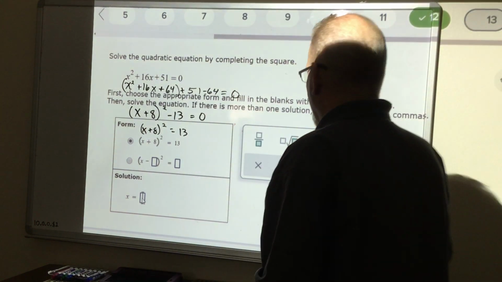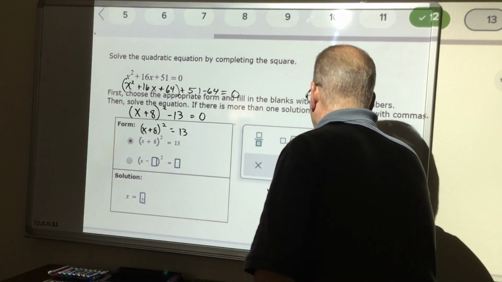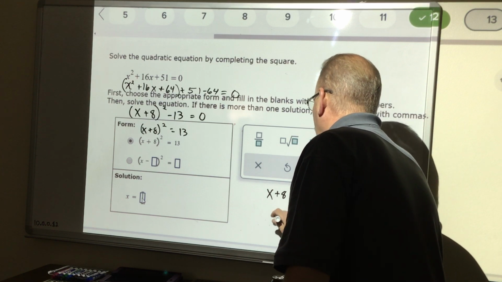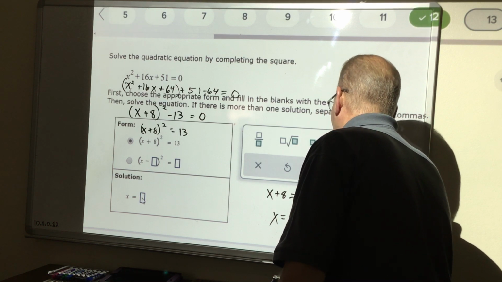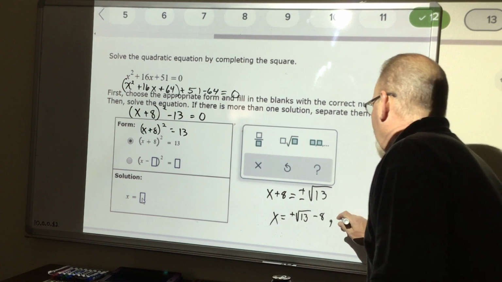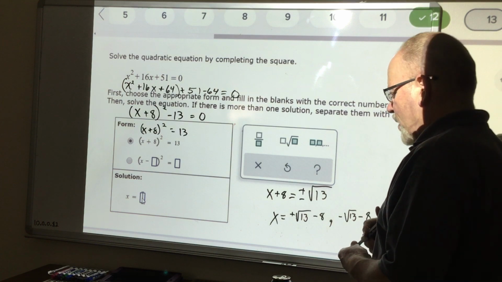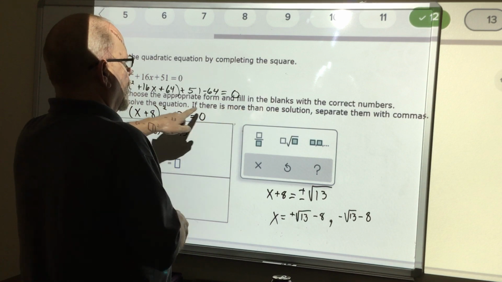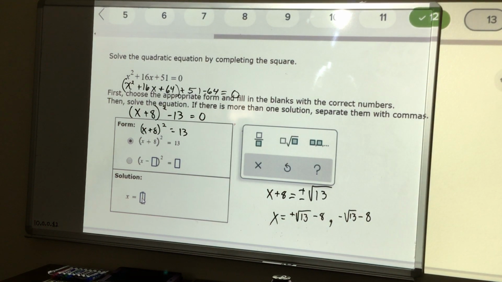Now let's solve it. So x plus 8, take the square root of this, take the square root of this, positive or negative square root of 13. So x equals positive square root of 13 minus 8. Not going to make that mistake again. And x equals the negative square root of 13 minus 8. Okay? This one is an exact answer. So it doesn't say round or put decimals in, so I'm going to put exactly what you see there.